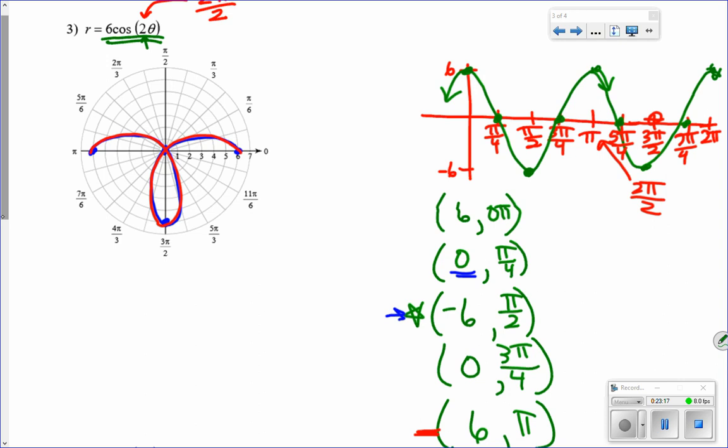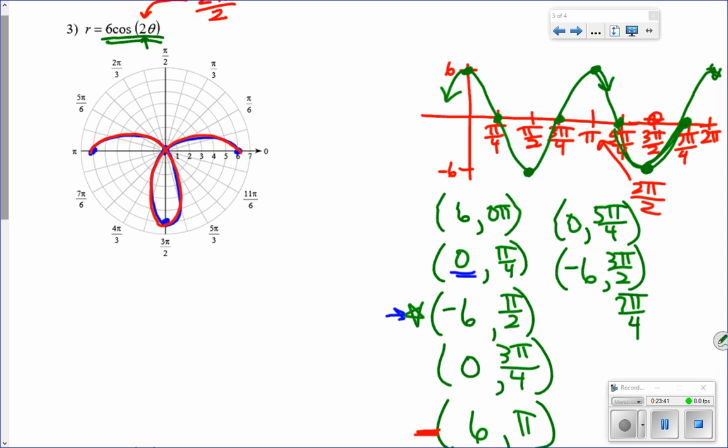So I left off at this pi position here. I'll move to the next one. That one is 0, 5 pi. Keep going down on the graph. 3 pi is the next one. Okay, 3 pi over 2. I am at negative 6. The next one, at 7 pi over 4. And then finish this off at this next point up here at 2 pi and 6.